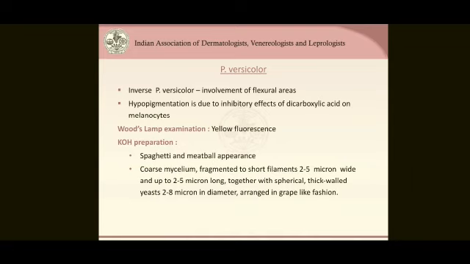That is, it shows coarse mycelium fragmented to short filaments of 2 to 5 micron wide and up to 2 to 5 micron long, together with spherical thick-walled yeast cells measuring 2 to 8 microns in diameter, arranged in grape-like fashion. So these fragmented filaments are called as spaghetti, and these yeast grape-like clusters are called as meatballs.